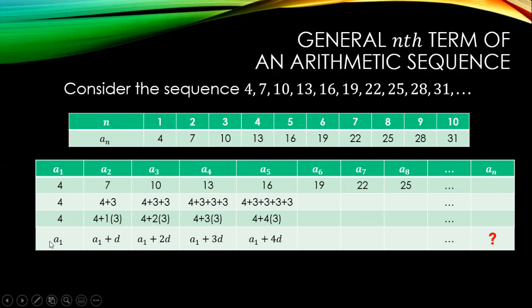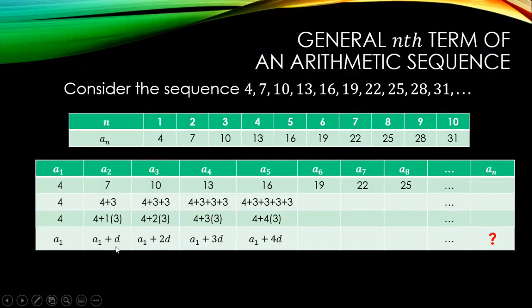Now on the fourth row, we rewrite the sequence in a more general term. Okay, so for our 4, let us write it as a sub 1, or the first term. So on the second term, we have a sub 1 plus d. So let us assume that 3 is d.